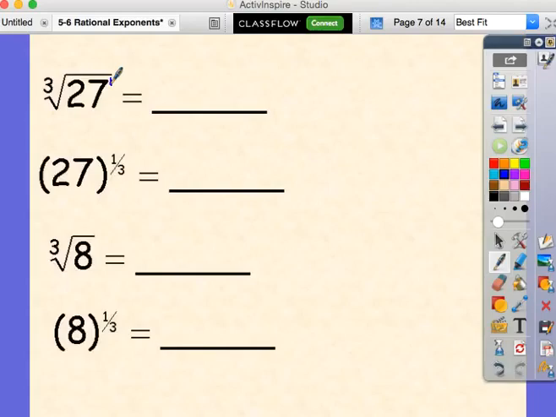3 times 3 is 9, times 3 again would be 27. So therefore, the cube root of 27 is just 3. So if we just have to figure out what the cube root of 27 is, we would write 3. If it said, rewrite this having a rational exponent, then we would write 27 to the 1/3 power. So it just depends on what the directions ask you to do. If they say rewrite it with a rational exponent, you do what we just talked about.